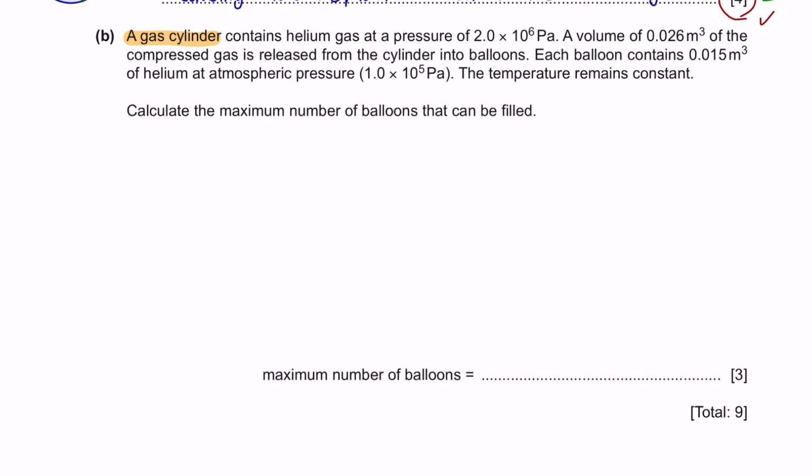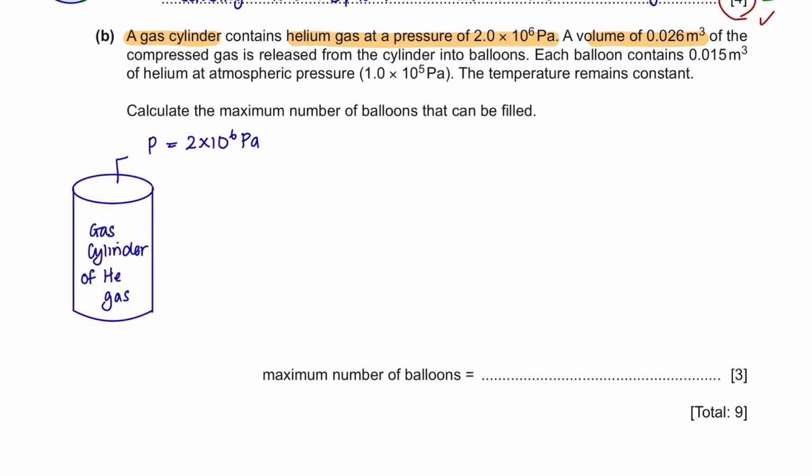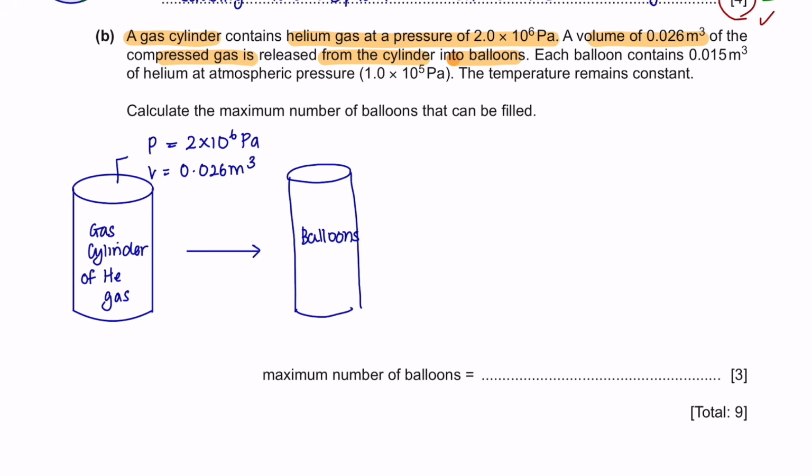Question B. A gas cylinder contains helium gas at a pressure of 2 times 10 to the power of 6 pascals. A volume of 0.026 meter cubed of the compressed gas is released from the cylinder into balloons. Each balloon contains 0.015 meter cubed of helium at atmospheric pressure, 1.0 times 10 to the power of 5 pascal. The temperature remains constant. Calculate the maximum number of balloons that can be filled.